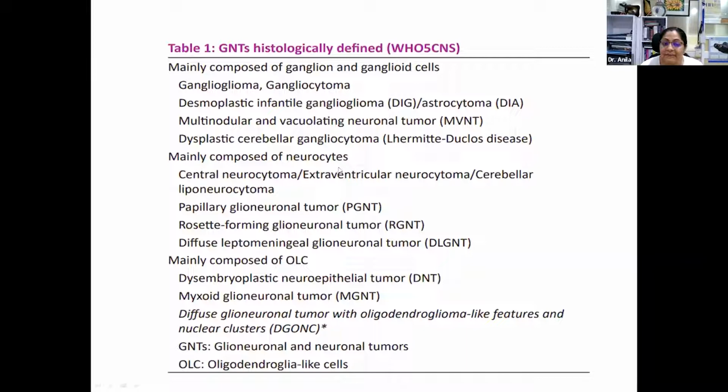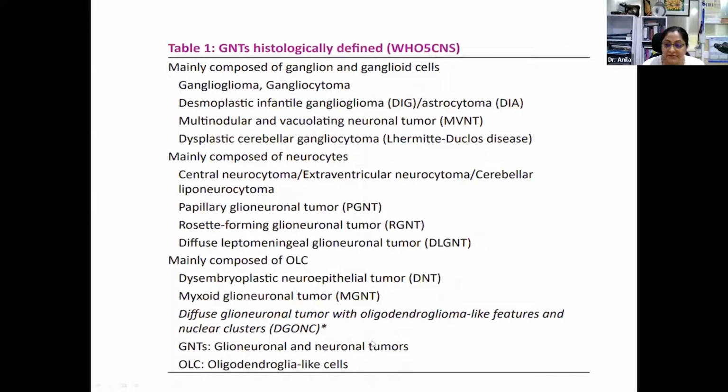If the tumor is mainly composed of neurocytes, the tumors are either central neurocytoma or its variants, the papillary glioneuronal tumor, the rosette-forming glioneuronal tumor, and the diffuse leptomeningeal glioneuronal tumor. If the tumor is mainly composed of oligodendro-like cells, the tumors are the DNET, that is the dysembryoplastic neuroepithelial tumor, the myxoid glioneuronal tumor, and the diffuse glioneuronal tumor with oligodendroglioma-like features and nuclear clusters.